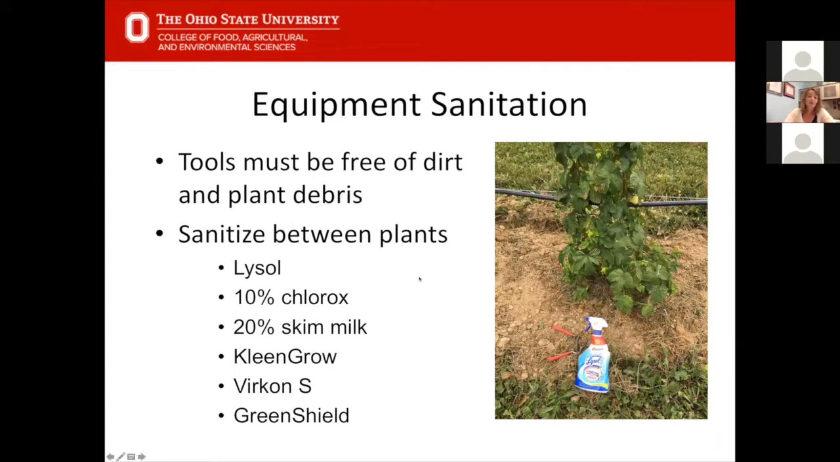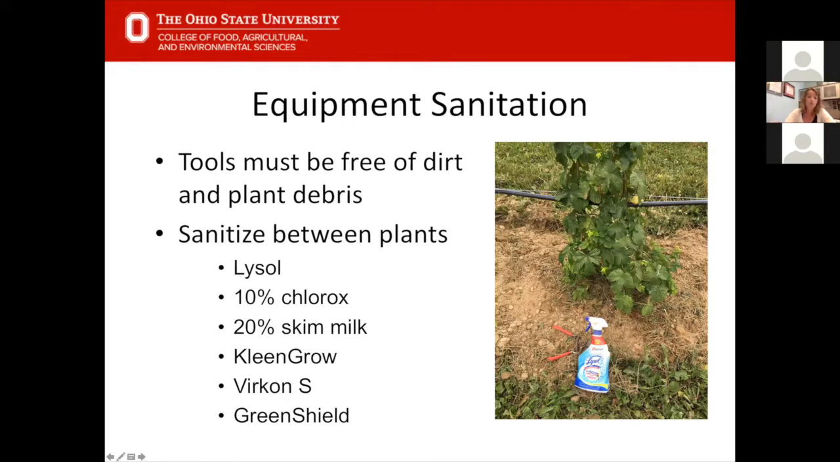Sanitizing between plants is recommended, and there are various products that are available and that have been tested and shown to reduce virus on the pruning tools from anywhere from 80 to 100%. And so I've listed these here. It's always recommended to use the labeled rate. Remember that the label is the law, even for sanitizers. So just refer to the label.